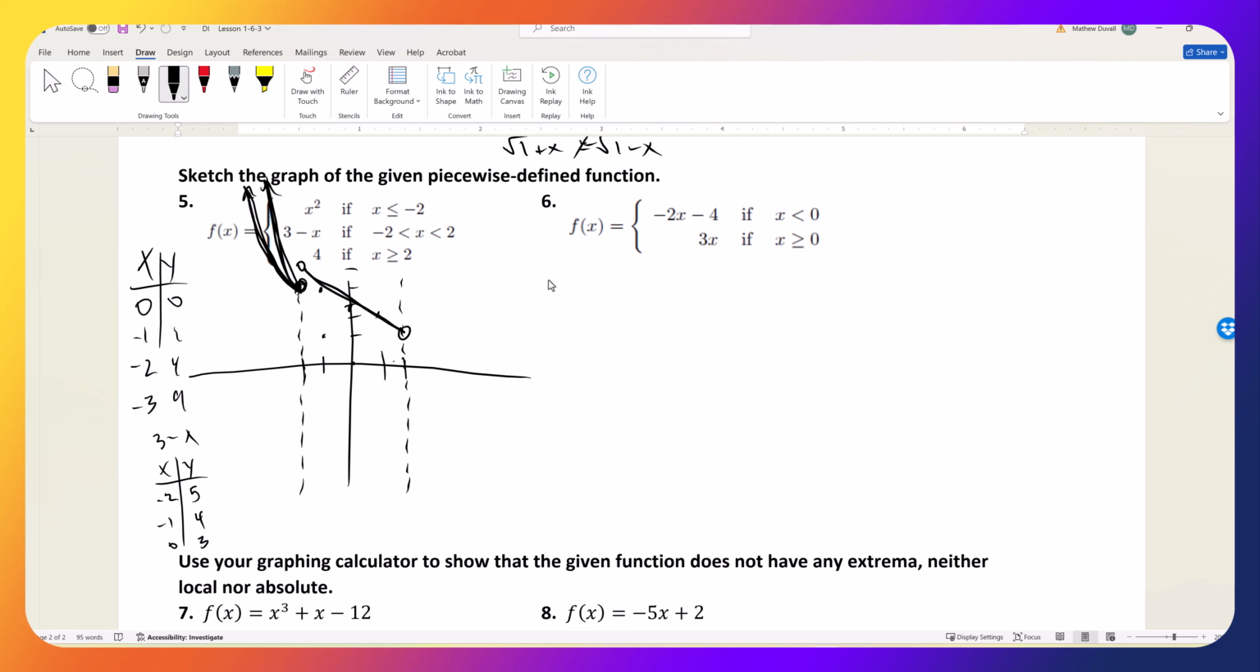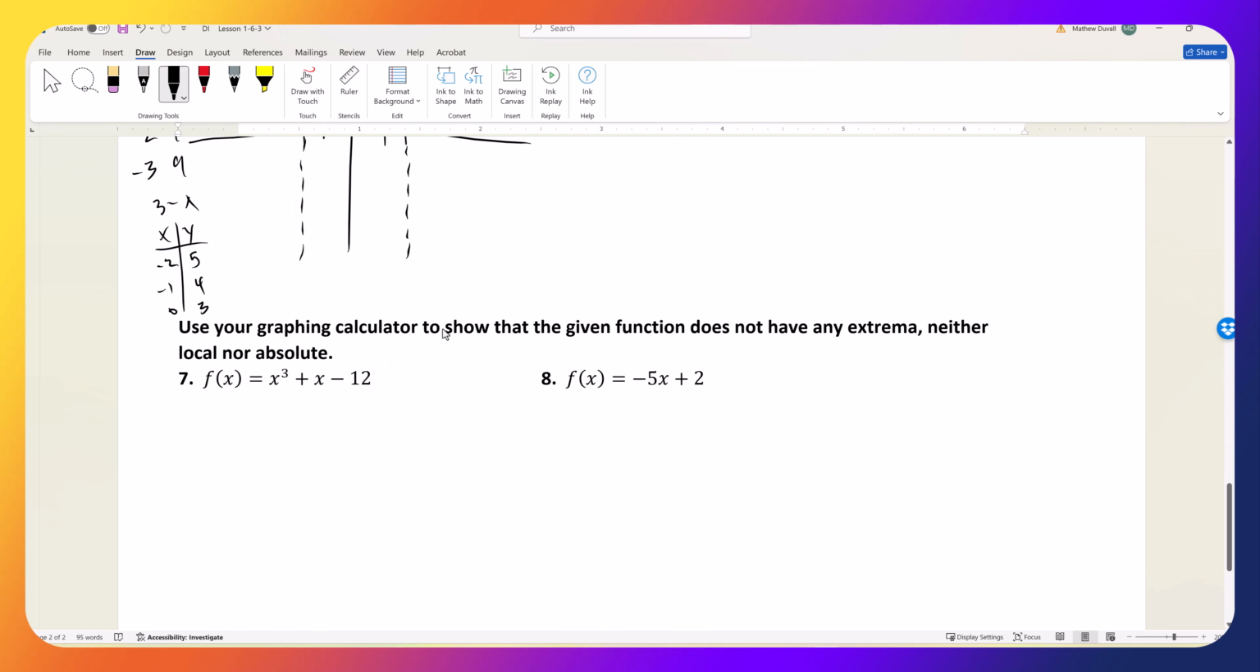And I know that I didn't sketch this well, but it's supposed to be a line there. And then at 4, that's just a horizontal line. It's y equals 4. Okay, double check. The boundary's good. The graph's good. Open circle on this graph, good. Closed circle, good. And so that's what the sketch looks like.